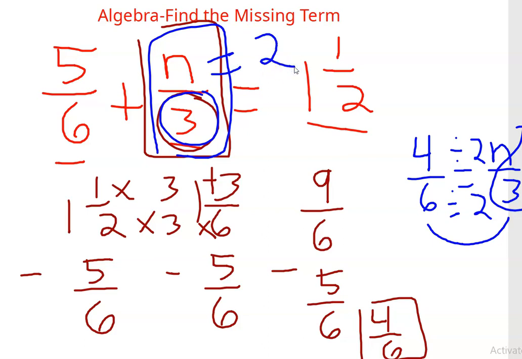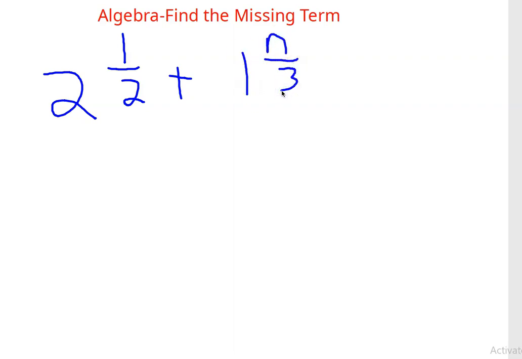All right, let's do another one. 2.5 plus 1 and n over 3 equals 4 and 1/6. So what do you do first? Why don't you pause the video and see how far you can get?